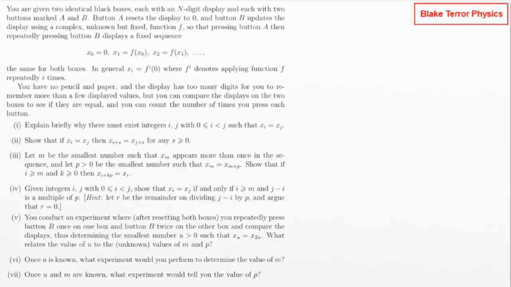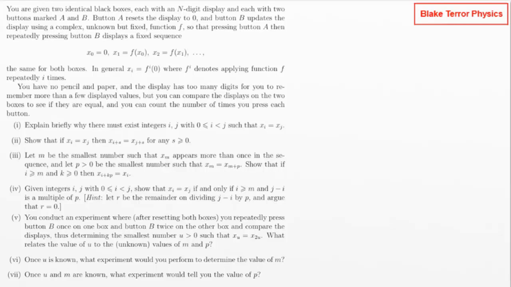x0 is 0, x1 is the function with x0 pumped into it, and then so on. And that's the same for both boxes, right? So in general, x subscript i is f superscript i of 0, where f superscript i denotes applying function f repeatedly i times. Yeah, we always use that notation.